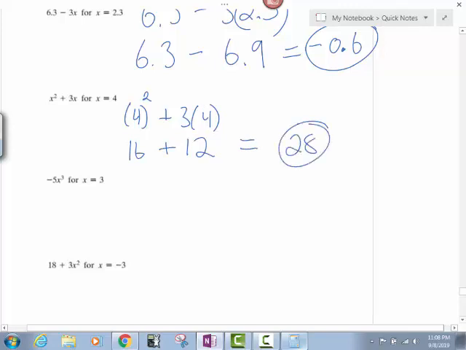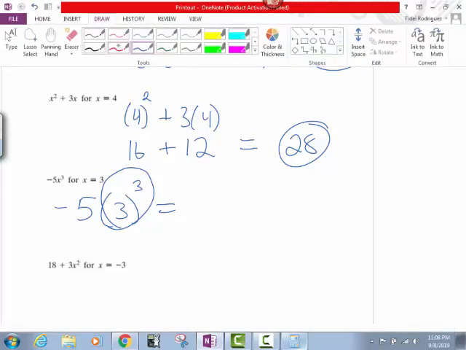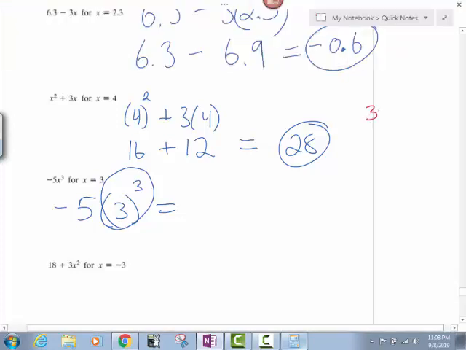Okay. Let's try the next one here. Negative 5. We're going to plug in 3 to the third. Remember, according to order of operations, I need to do this part first. Just sort of a little quick side note here. Remember what 3 to the third means. 3 to the third means 3 times 3 times 3. Well, that's 9 times 3. That's going to give me 27.